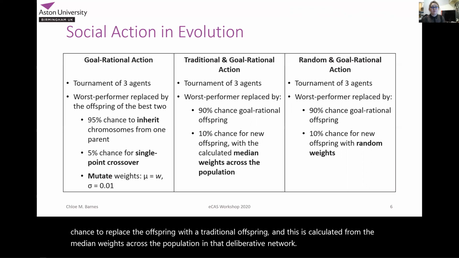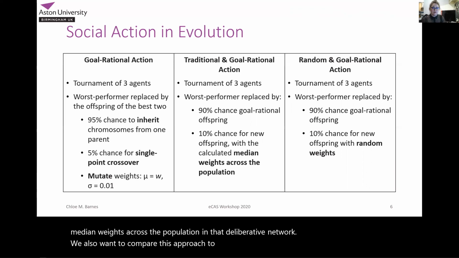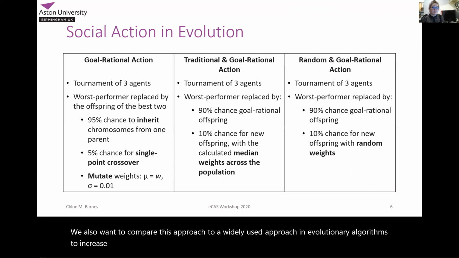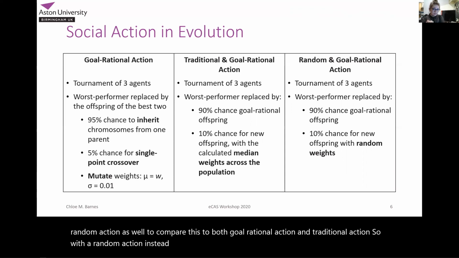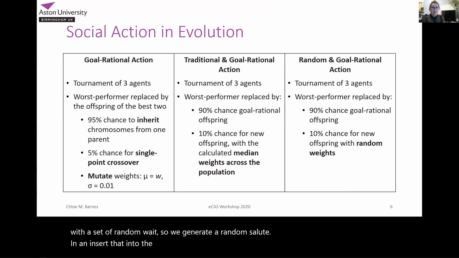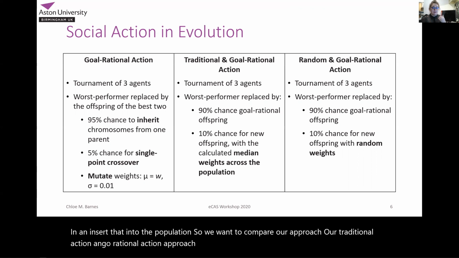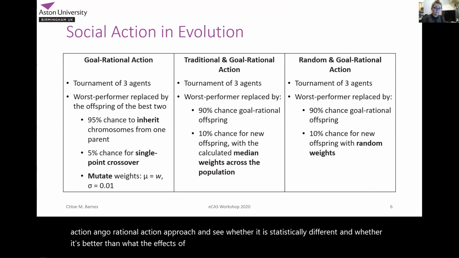We also want to compare this approach to a widely used approach in evolutionary algorithms to increase population diversity, and this is called random immigrants. So we introduce random action as well to compare this to both goal rational action and traditional action. So with random action, instead of replacing it with a traditional agent, we replace the offspring with a set of random weights. So we generate a random solution and insert that into the population. So we want to compare our approach, our traditional action and goal rational action approach, and see whether it is statistically different and whether it's better and what the effects of these 2 approaches are.